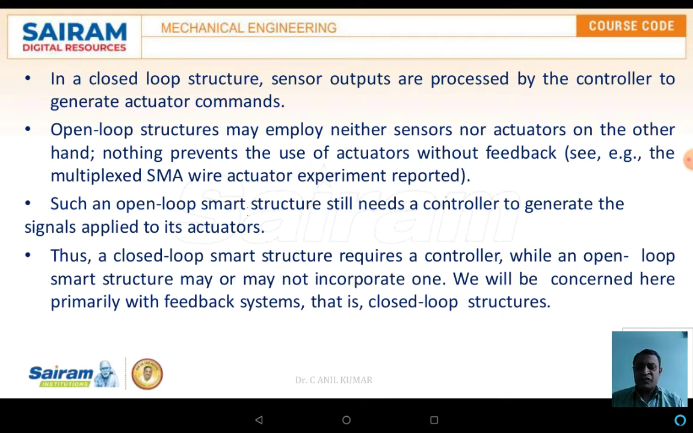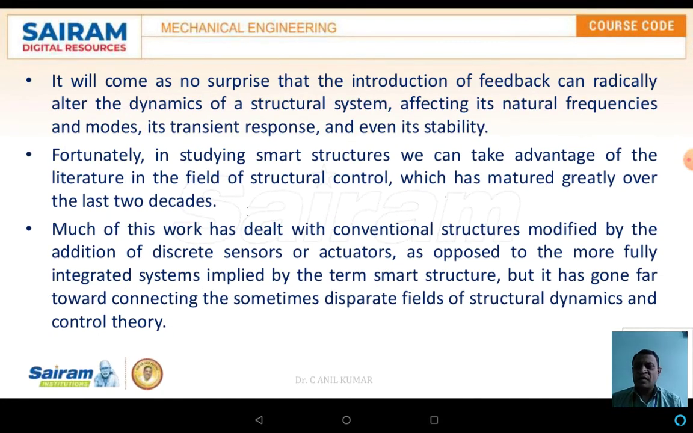Such open loop smart structures will need a controller to generate the signal applied to the structure. Thus, closed loop smart structures require a controller, while open loop structures may or may not incorporate it. We will be concerned here primarily with the feedback systems that closed loop structures have. It will come as no surprise that the introduction of feedback can radically alter the dynamics of structural systems, affecting the natural frequencies as well as the modes, the transient response and even the stability.